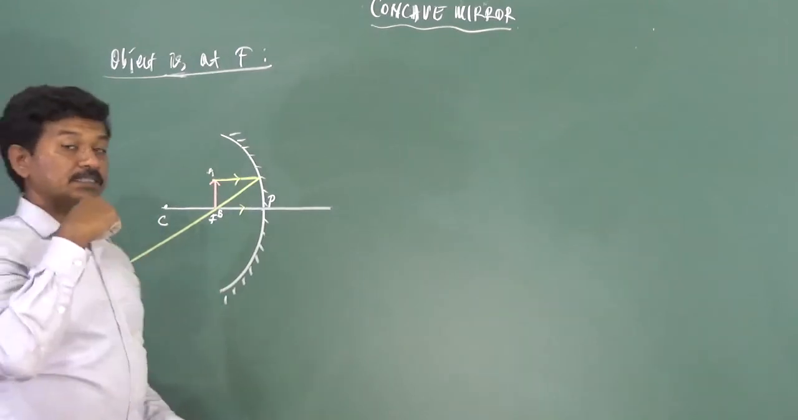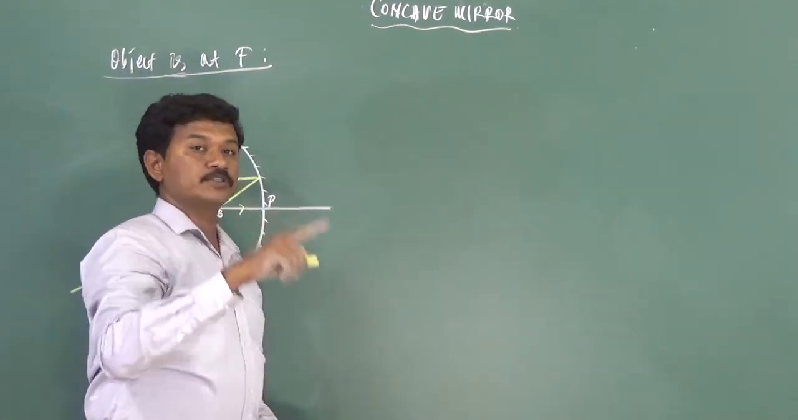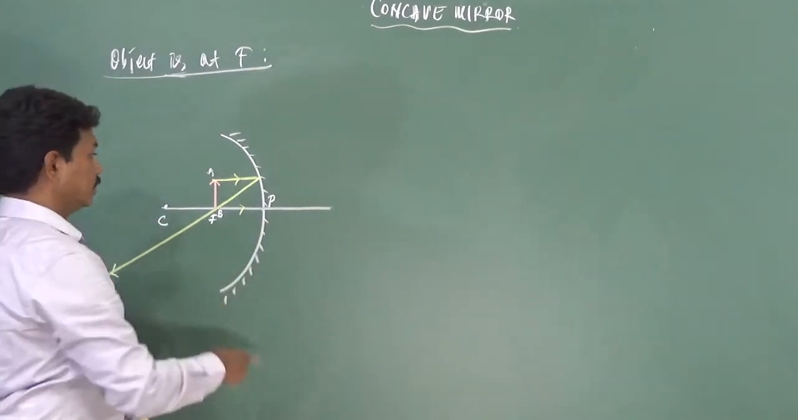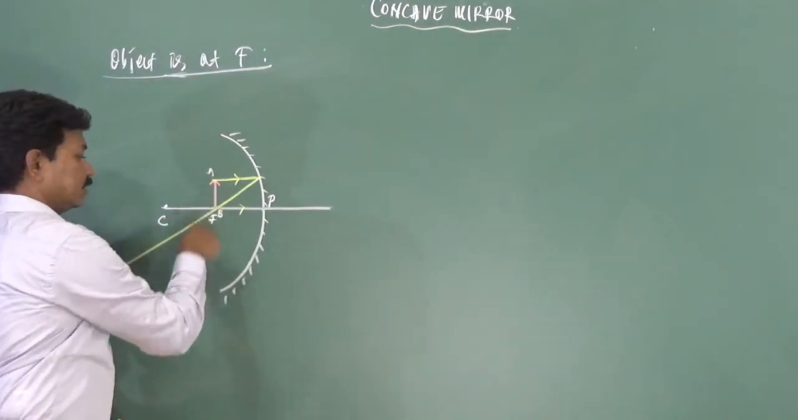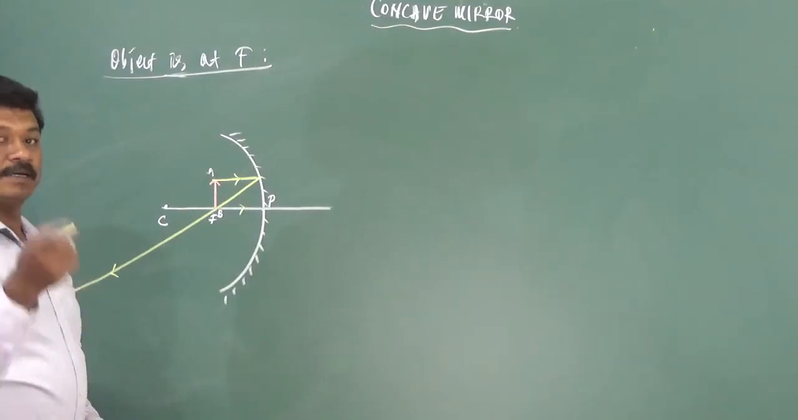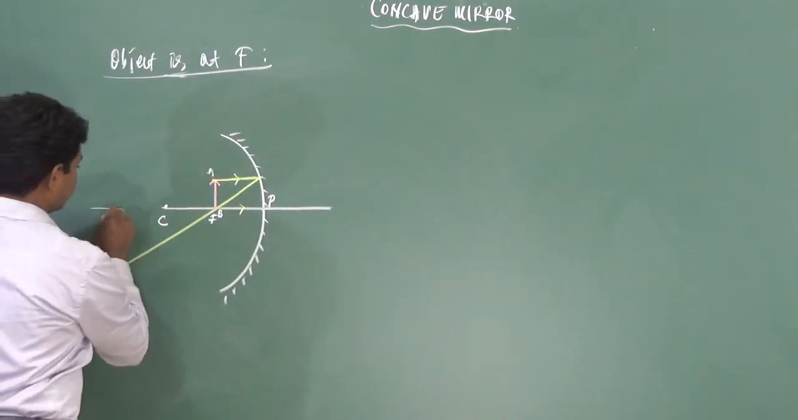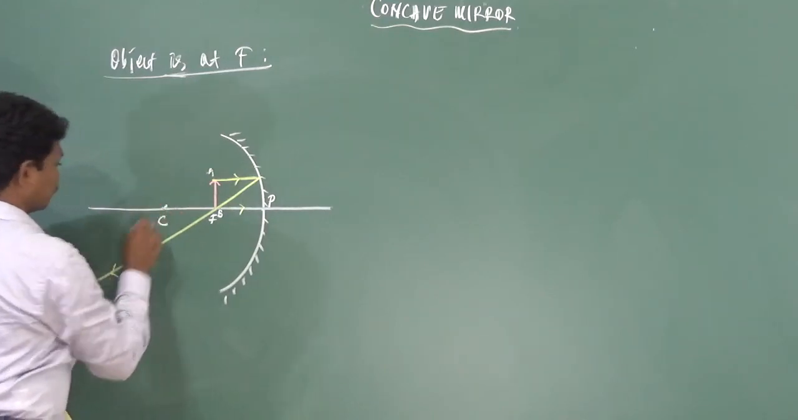So what about the second light ray? Because usually we used to make the second light ray pass through the principal focus, but now the object is on the principal focus. So what about the second light ray? No problem. We have the center of curvature here.